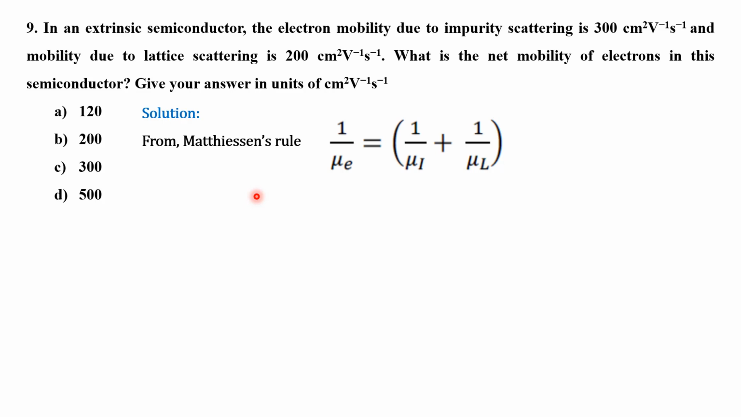So from Matthiessen's law, what we have is 1 by mu E is equal to 1 by mu I plus 1 by mu L. So here they have given us mu L and mu I. They are asking us to find out the value of mu E. So can you please substitute and let me know the answer?